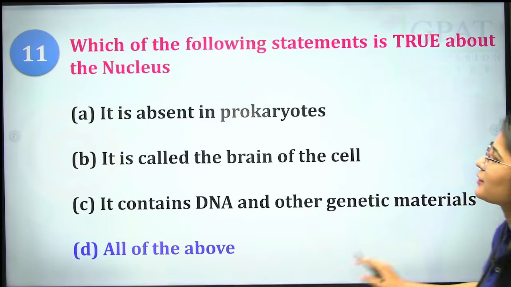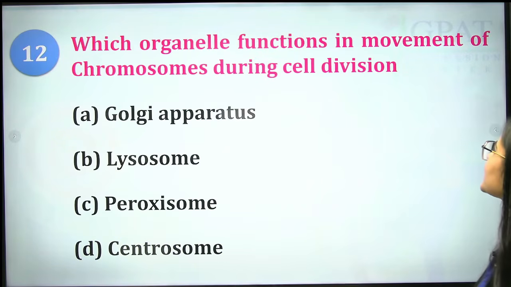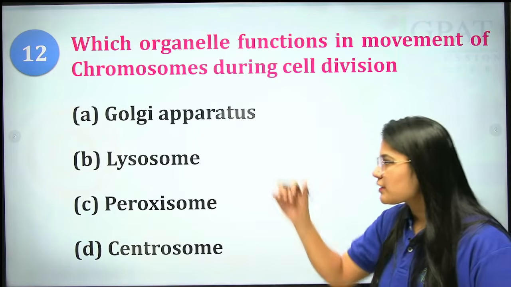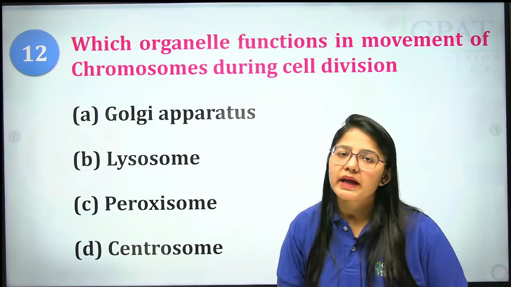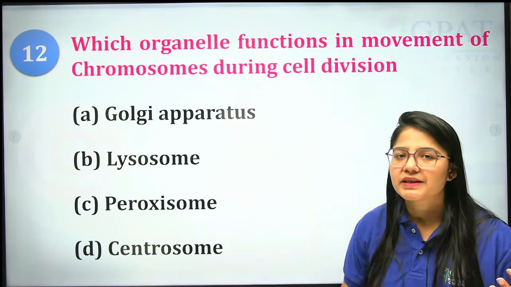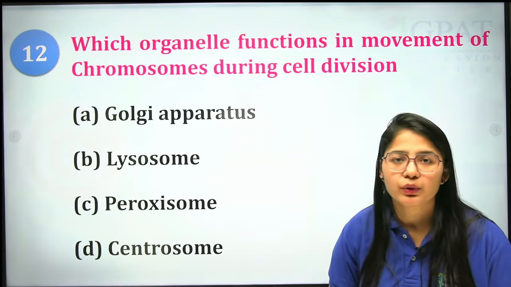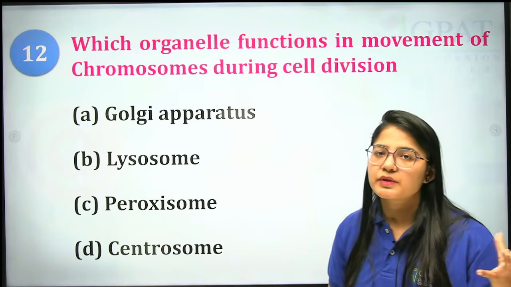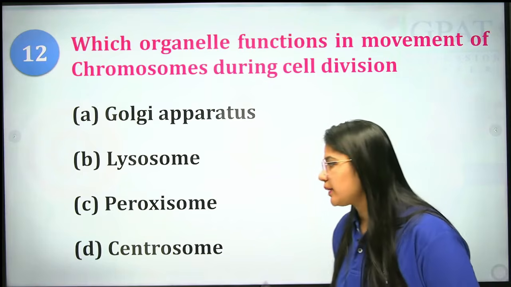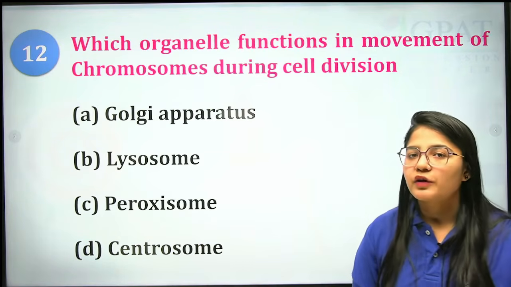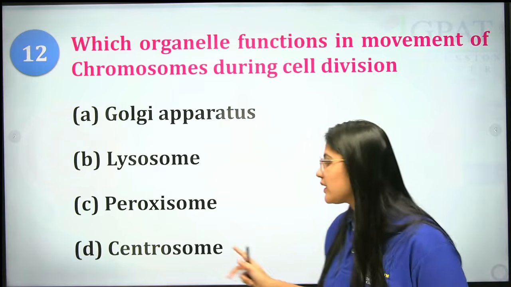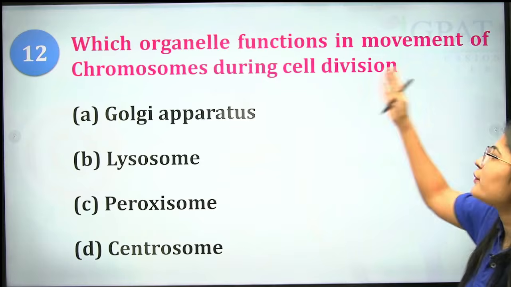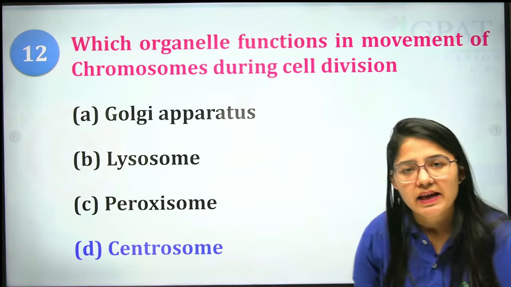Okay. Next question. Which organelle functions in movement of chromosomes during cell division? First option we have Golgi apparatus. Golgi apparatus is responsible for the packaging, sorting and modification of your proteins and lipids. Lysosomes are known as suicidal bags of the cell and they are responsible for the hydrolytic activity. Peroxisomes is responsible for the antioxidant property. Leftover is our centrosome. So centrosome is responsible for the movement of chromosomes during your cell division.